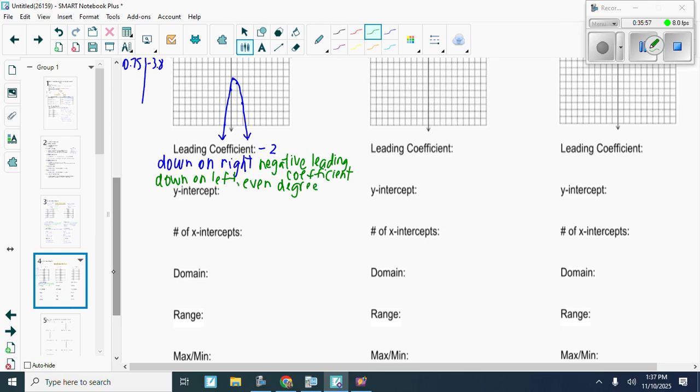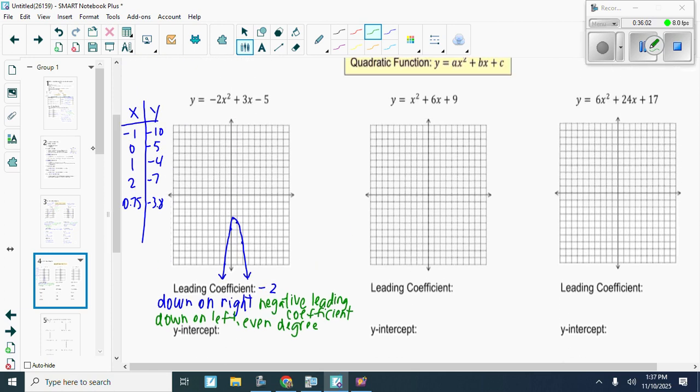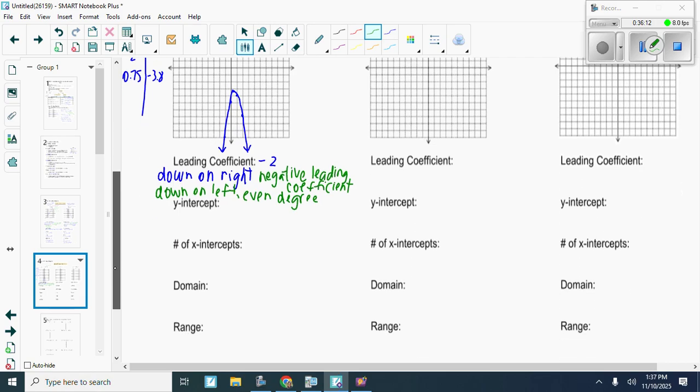Our y-intercept is still our constant. Our y-intercept is going to be -5, which we found from our table of values, and we could have plotted that right away too. So it's our constant. Once you have it, don't forget to put it as an ordered pair, (0, -5).